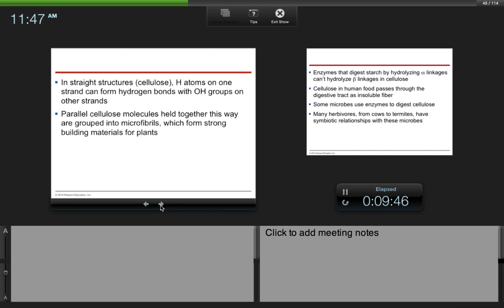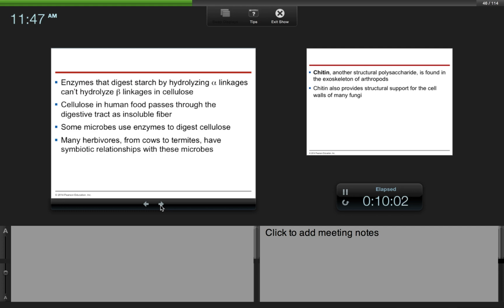In straight structures, hydrogen atoms on one strand can form hydrogen bonds with OH groups on the other strands. Parallel cellulose molecules held together this way are grouped into microfibrils, which form strong building materials for plants. Enzymes that digest starch by hydrolyzing alpha linkages can't hydrolyze beta linkages. This is why cellulose in human food passes through our digestive tracts as insoluble fiber.